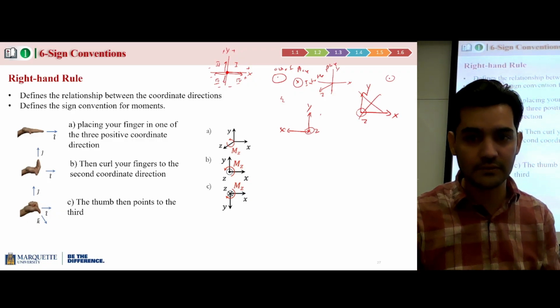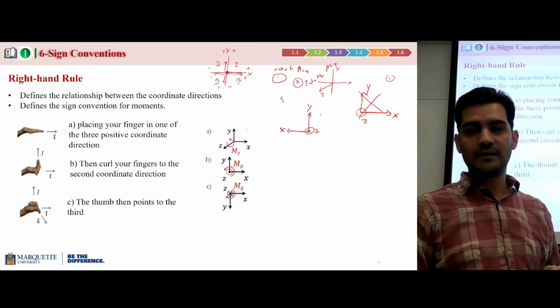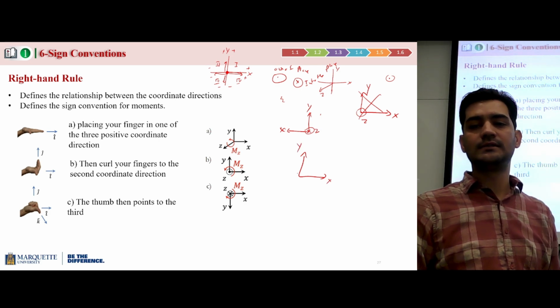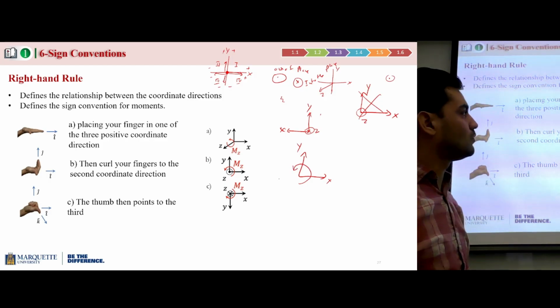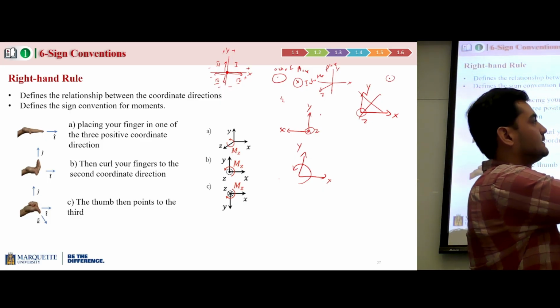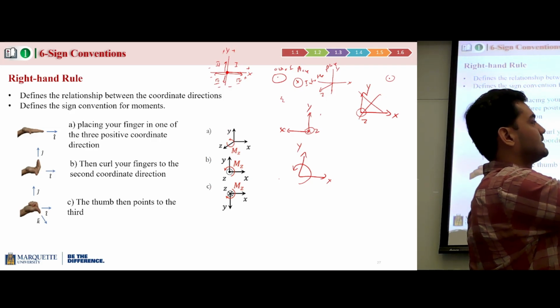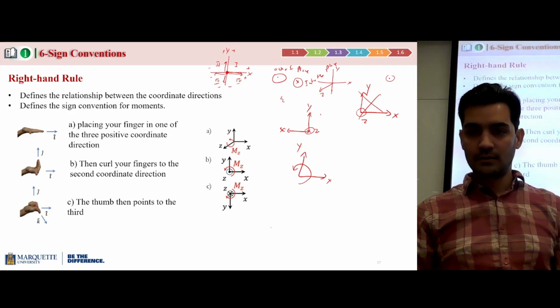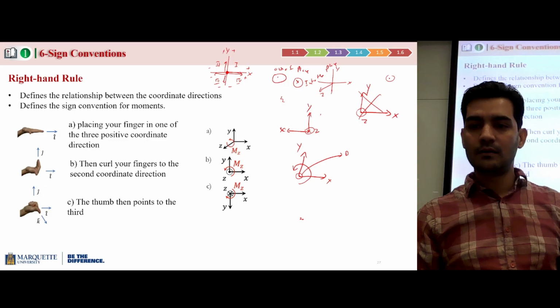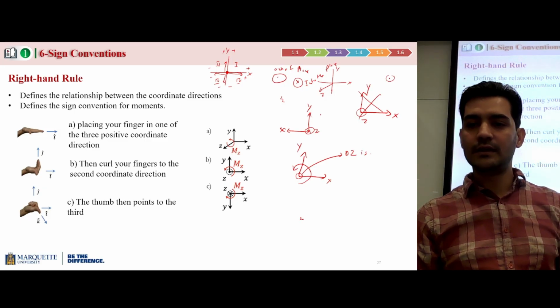I can give you some examples. Let's just draw one. This is x-axis, this is y-axis, and this is a moment I have drawn. So what is the direction of the z-axis? The direction of the z-axis is outside the plane. So I'm gonna put a dot and circle, and I will say z is out of plane.